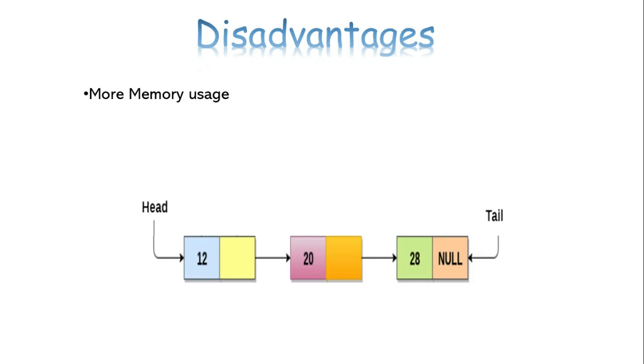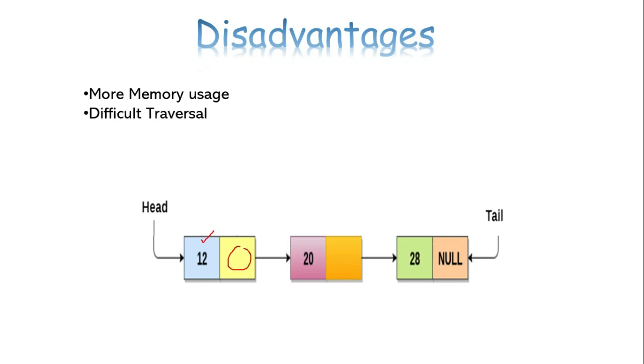Here are the disadvantages of linked list. In a linked list, a node occupies more memory than an array. Each node of the linked list occupies two types of variable. For example, one is a simple variable and another one is the pointer variable.